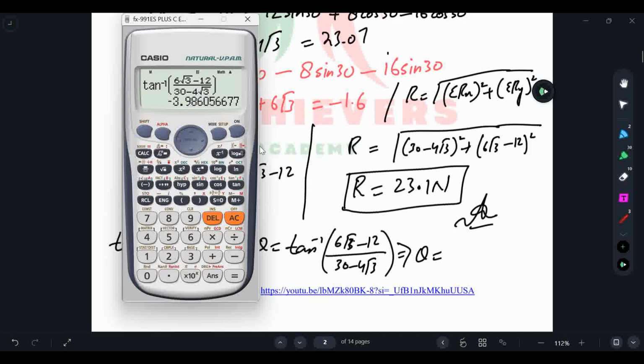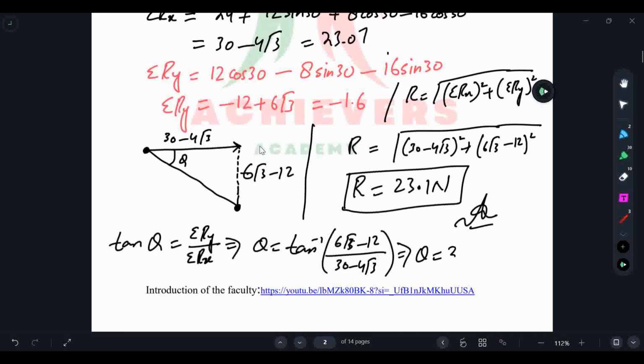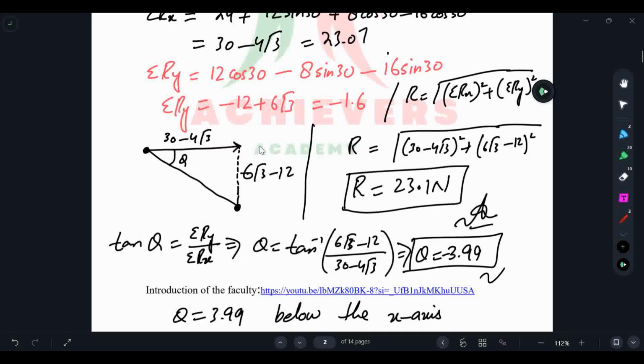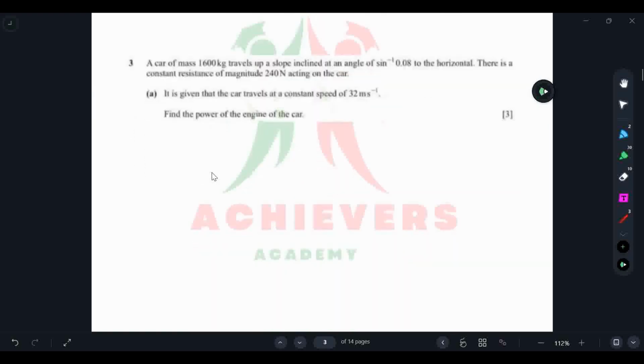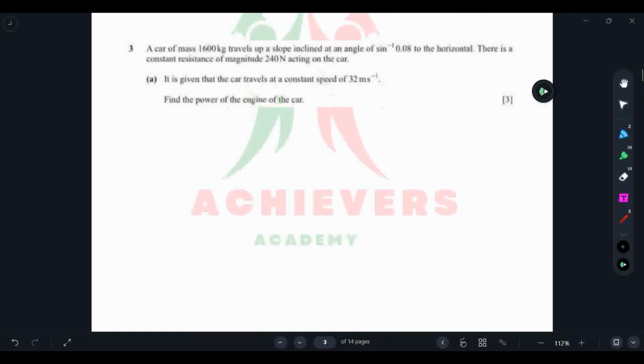So minus 3.99, or we can say that the angle theta will be 3.99 degrees below the x-axis, or we can say below the positive x-axis. So this should be the final answer. I hope that the concept is clear. Let's move to question number 3.